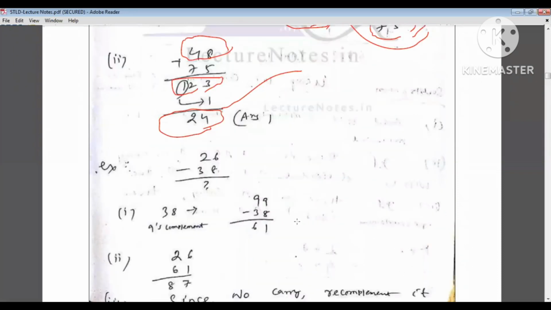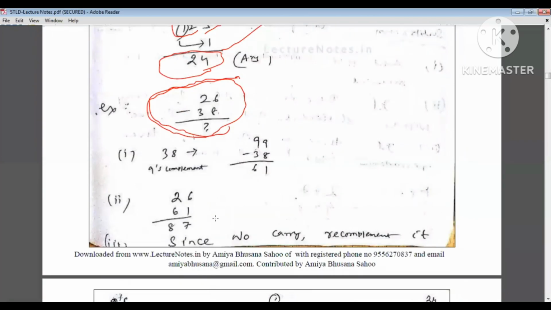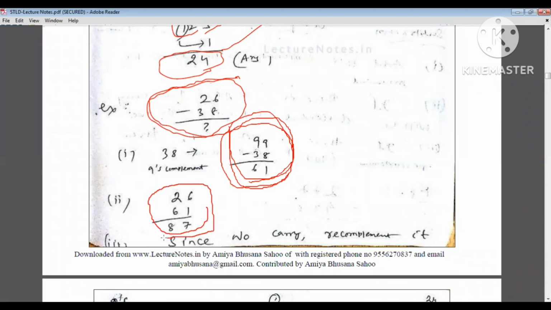Yes, sir. Another case when there is a possibility of negative. 26 minus 38 ये डेफिनेटली नेगेटिव आएगा. तो इस केस में क्या होगा, end around carry नहीं आएगा. देखो 38 का तुम्हें पहले 9's कॉम्प्लीमेंट निकालना है. कितना हुआ? 61. ठीक है, अब 61 को 26 के साथ ऐड करना है. कितना आया? 87. Getting? अभी मुझे क्या करना है, whether there is end around carry? No.